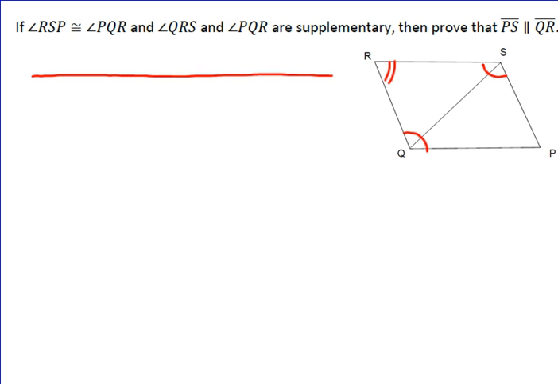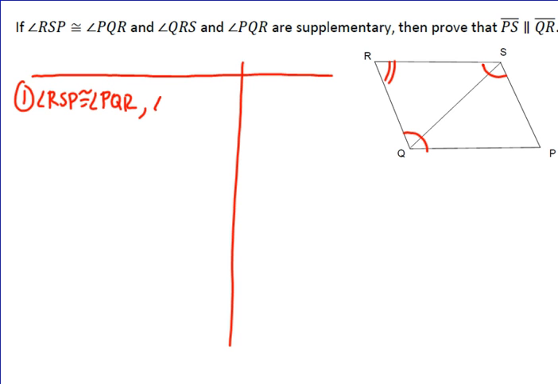So again, let's go ahead and start first, before we discuss some of our options, with just getting our given statements out of the way, saying that RSP is congruent to PQR and QRS and PQR are supplementary. Those are our two given statements. That's where we start. And we will look to see how we can use those given statements to prove what we want to prove.